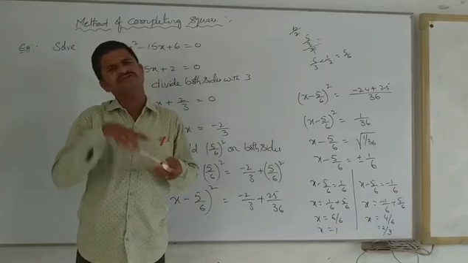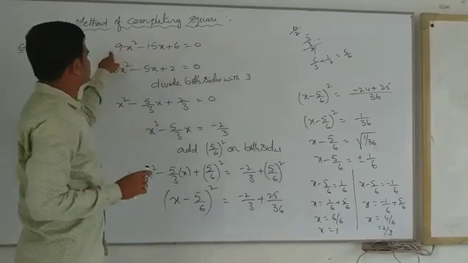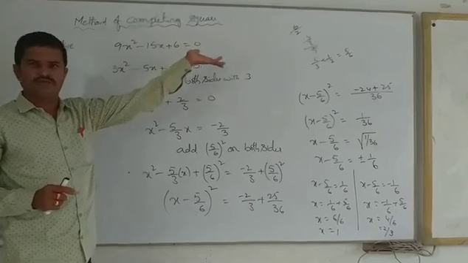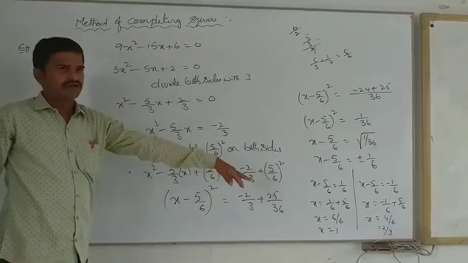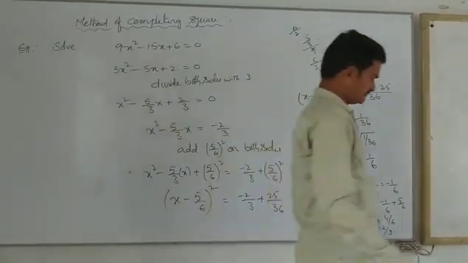That's all. For any equation, these are the steps you have to follow. If it is not possible to divide, directly with 9 you can divide, no problem. If you divide with 9 also, you will get the same solution. Are you clear? That's all. Come on, note down.